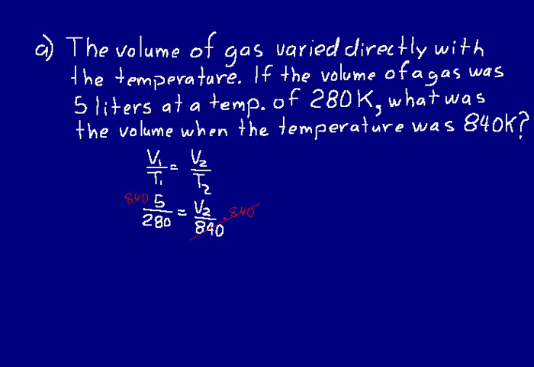And so then we have 840 times 5 over 280. And 840 over 280 simplifies to 3 over 1. And so we end up with 3 times 5 is 15. So our new volume, V2, is equal to 15 liters. And I'll just put a cursive L there. That's an abbreviation for liters. So we saw that that was a direct relationship, and that told us right away how to set the problem up.